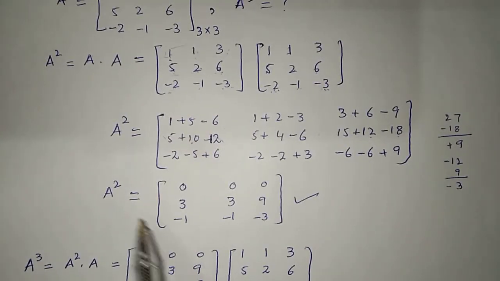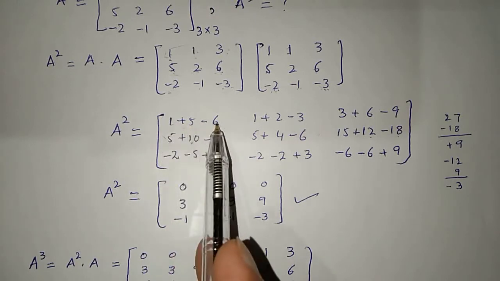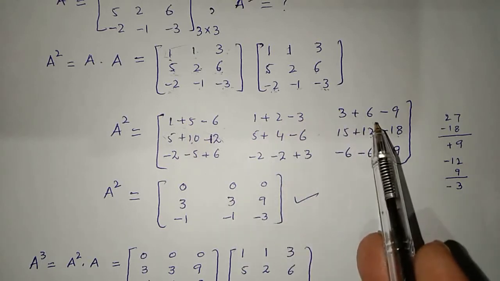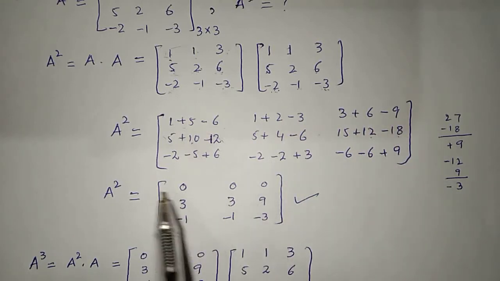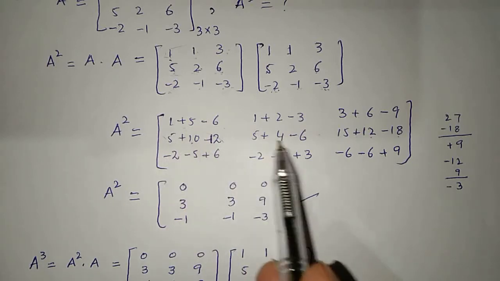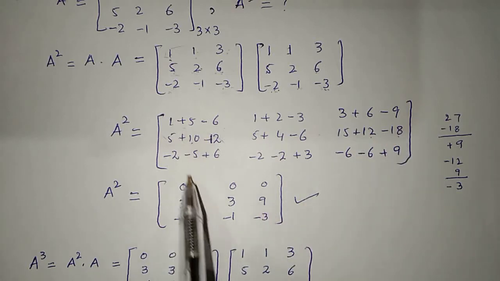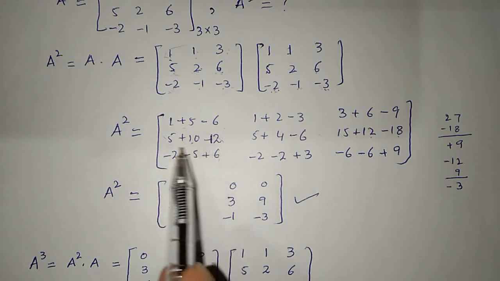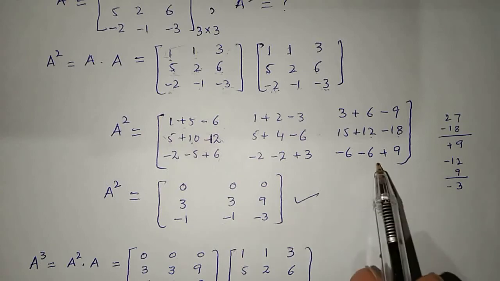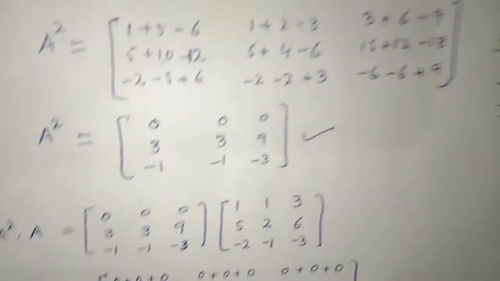We get A square is equal to: 1 plus 5 minus 6, 0, 1 plus 2 minus 3, 0, 3 plus 6 minus 9, 0. Similarly, by adding this we get 3, by adding this 3, and by adding this 9. And in the third row, by adding these we get minus 1, minus 1, and minus 3. Now to find A cube.